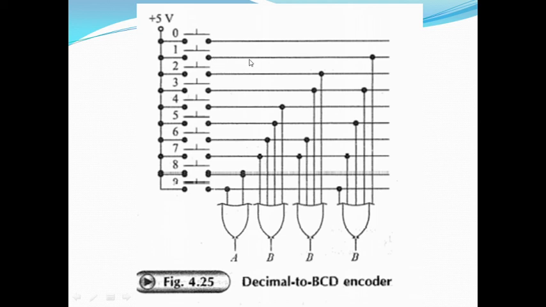Only one input of an OR gate is going to be high at a time. When this switch is closed, what happens? The plus 5 volt will come on this line, otherwise it was 0. Plus 5 volt means it is 1, binary 1. It is going to come over here, and one of the inputs of the OR gate is going to be high, so the output is going to be high, and that way this circuit works.